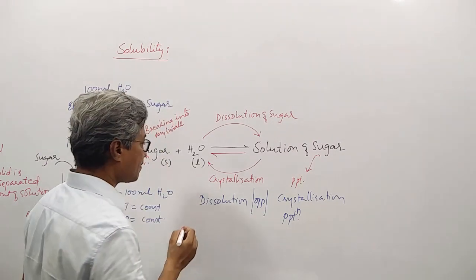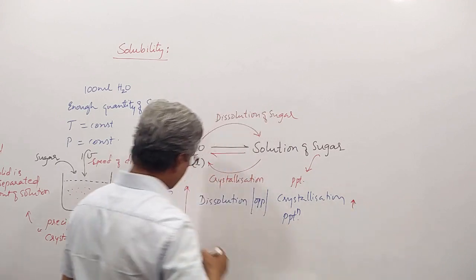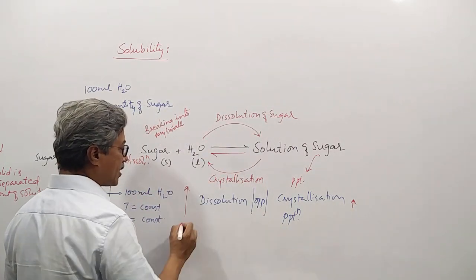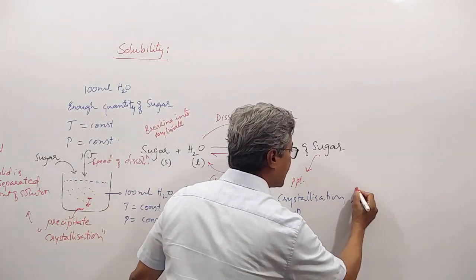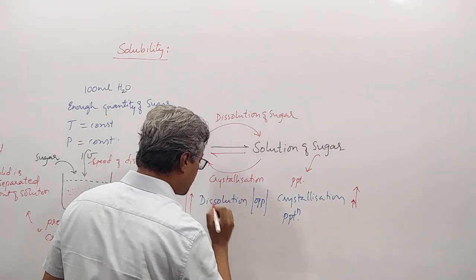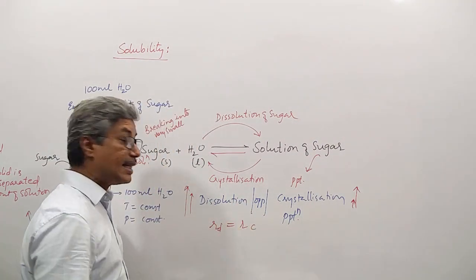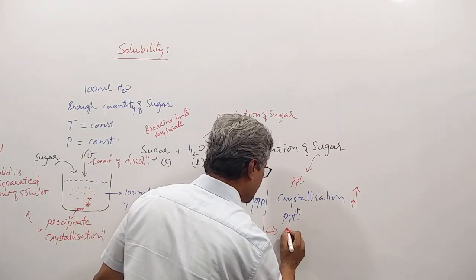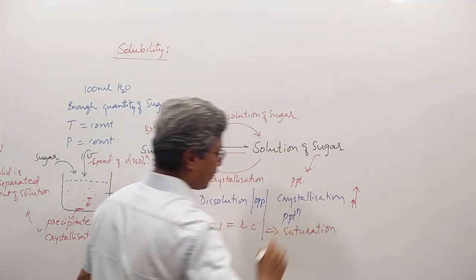That means what is happening here? Initially this is large, this is little. Due to progress of the process, this will decrease and this will increase, and a stage will be reached where the rate of dissolution becomes equal to the rate of crystallization. This situation is called saturated or saturation.